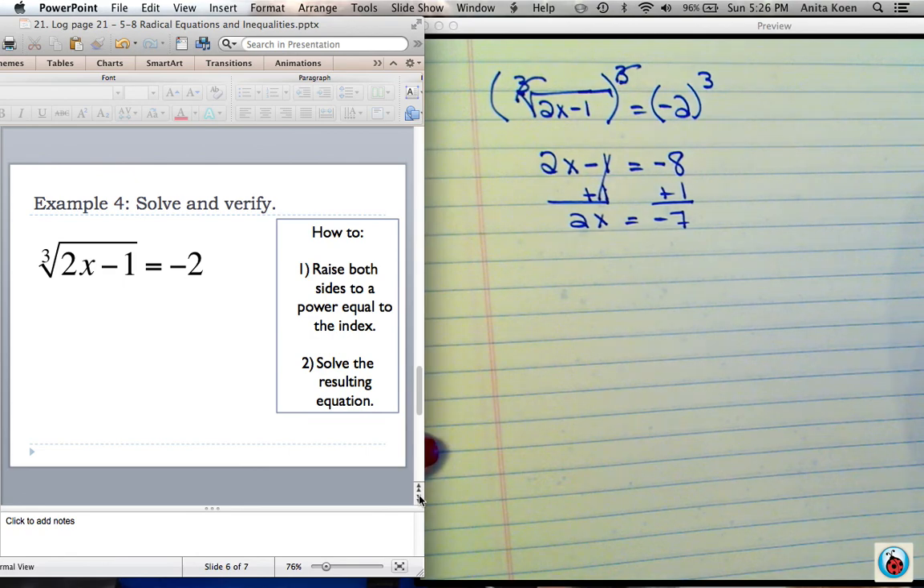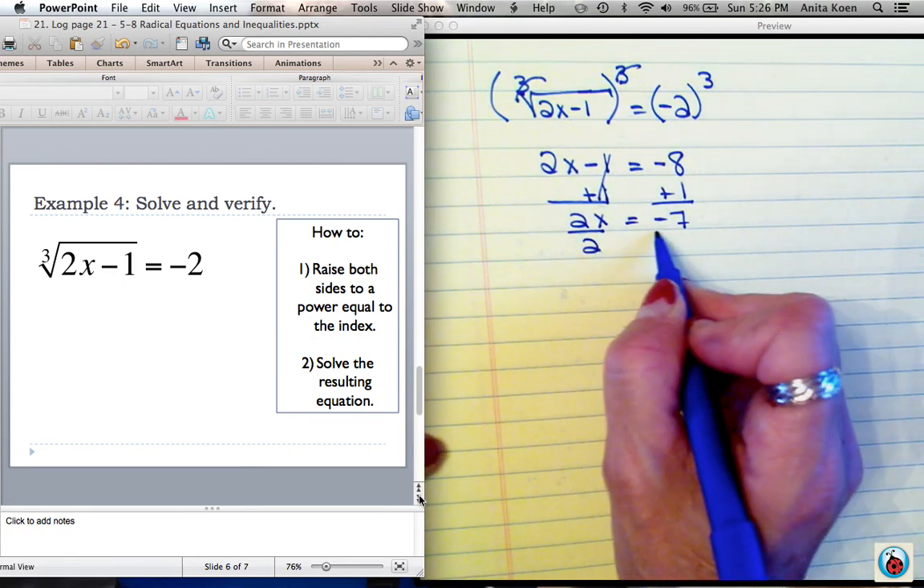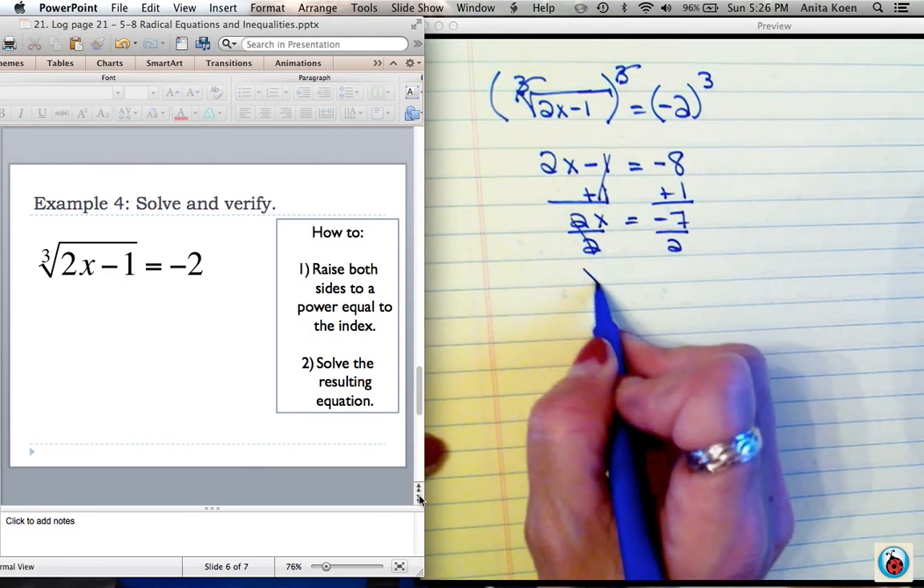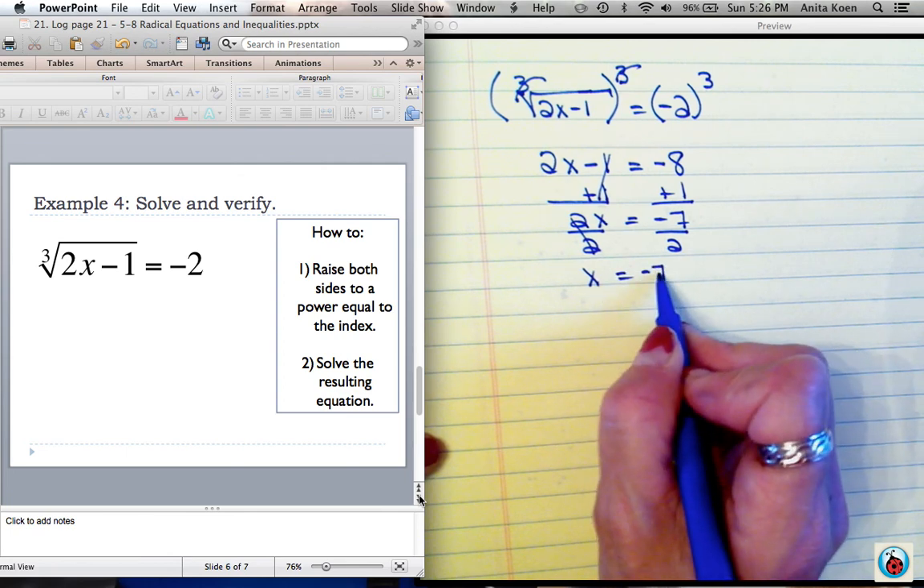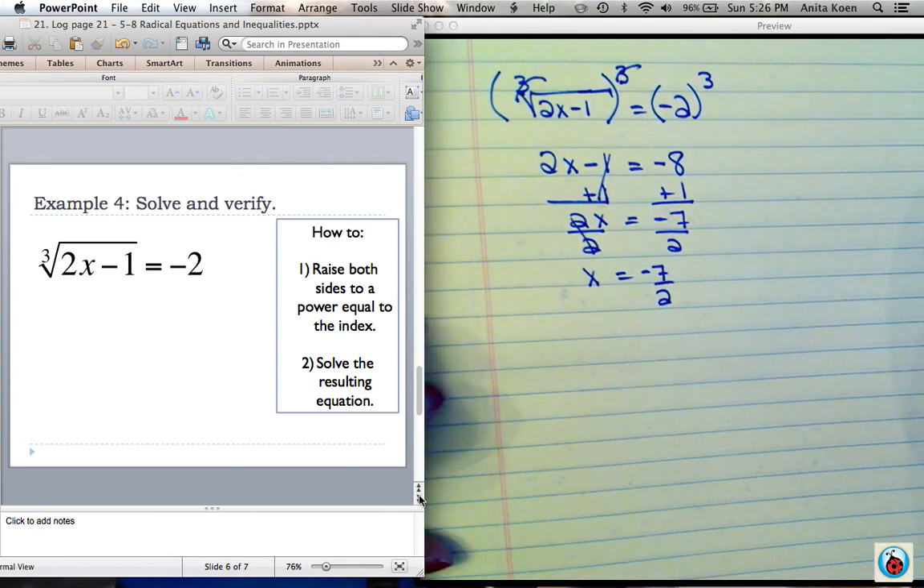Negative 1 plus 1 is 0, dividing by 2, and x is equal to negative 7/2. So x is equal to negative 7/2 here.